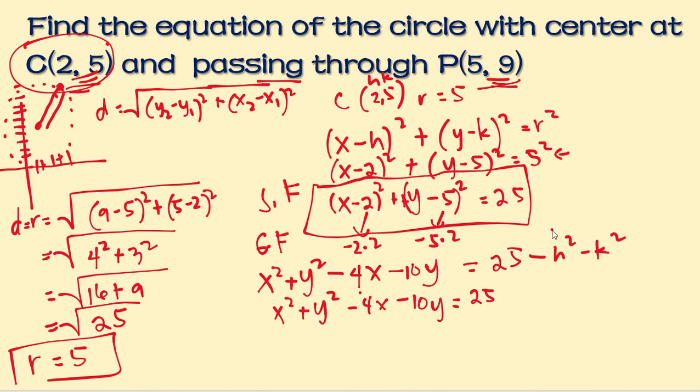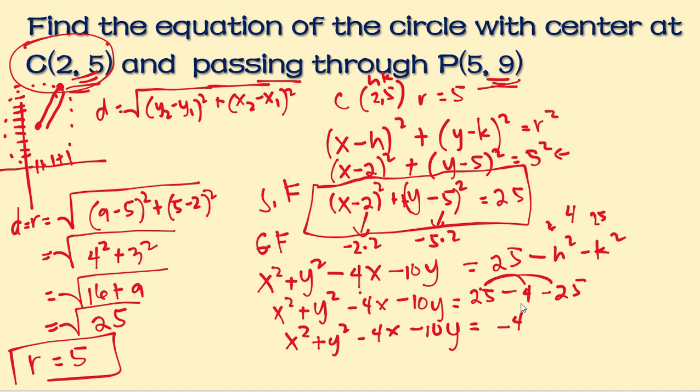Ano ba yung h natin? Di ba ang h natin ay 2? Tapos ang k natin ay 5. So, ang 2 squared ay 4. Ang k squared ay 25. So, magiging 25 minus 4 minus 25. Okay? Next. Solve lang natin tong part na to. So, x squared plus y squared minus 4x minus 10y is equal to 25 minus 4, that's 21. So, pwede naman 25 minus 25, 0. So, negative 4 yung natira.